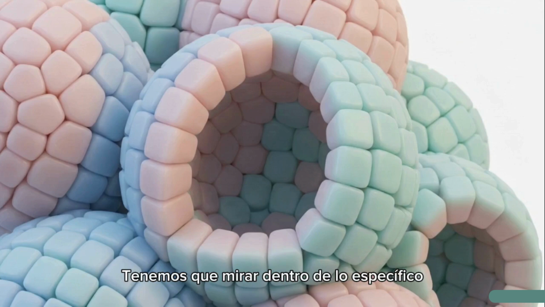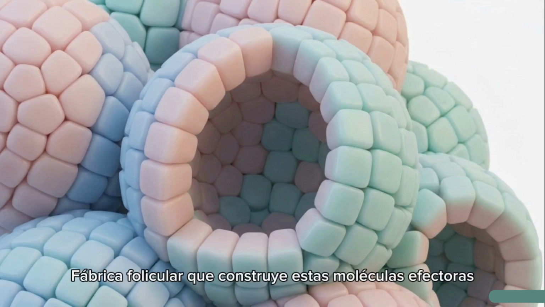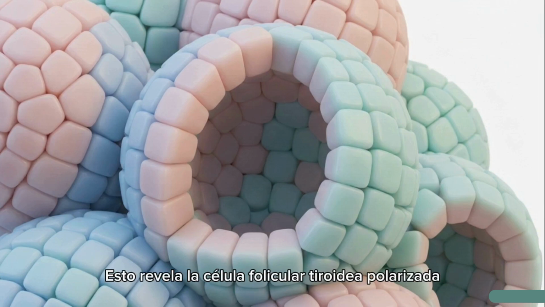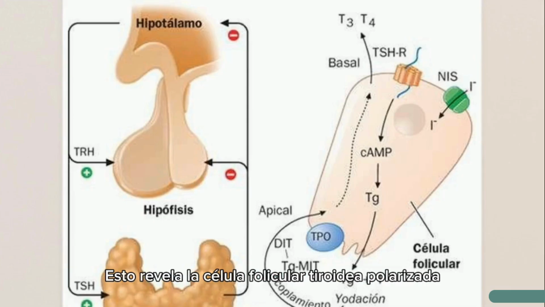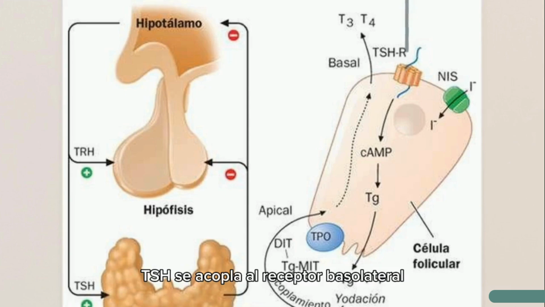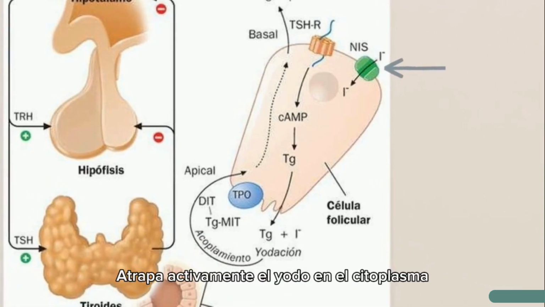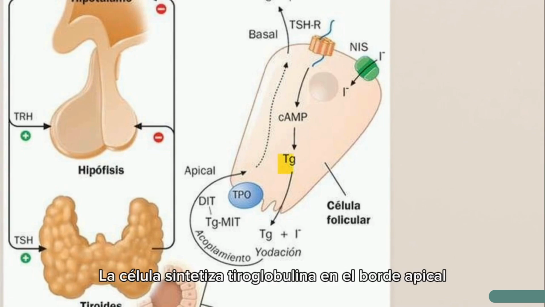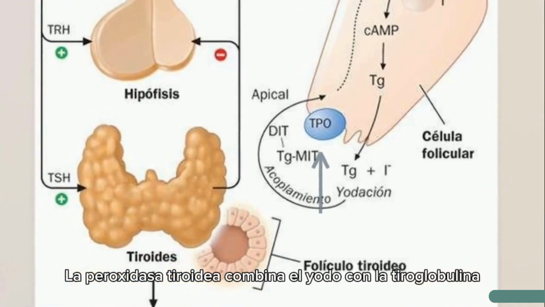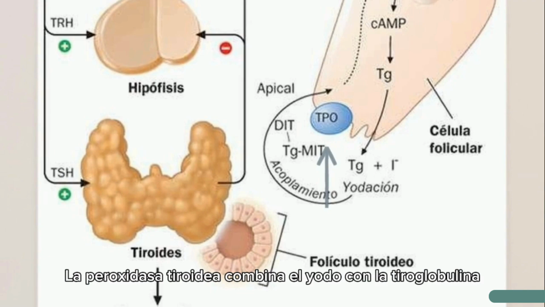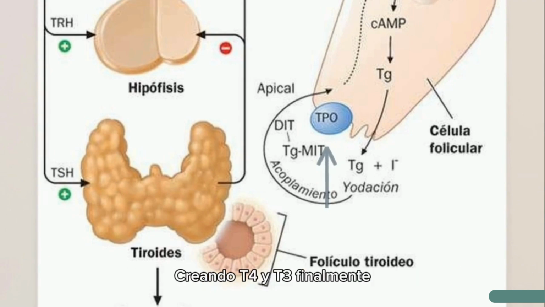To understand how this large-scale system controls local tissue down to the cellular level, we have to look inside the specific follicular factory that builds these effector molecules. This reveals the polarized thyroid follicular cell. TSH docks at the basolateral receptor, initiating a cAMP cascade. The NIS channel actively pulls iodine into the cytoplasm. Simultaneously, the cell synthesizes thyroglobulin. At the apical border, thyroid peroxidase couples iodine onto thyroglobulin, creating T4 and T3.